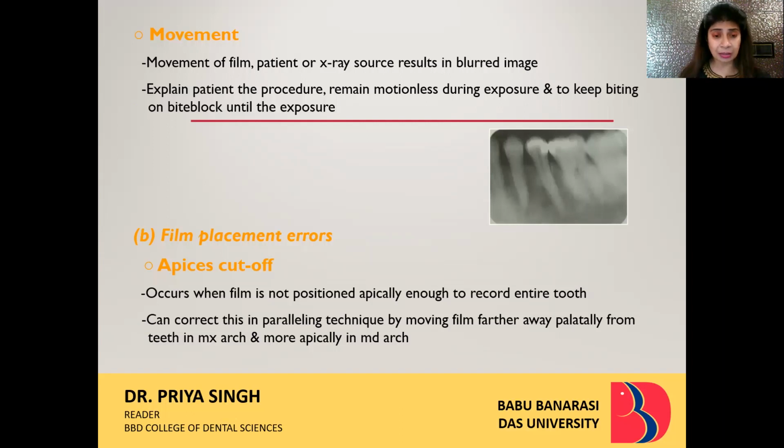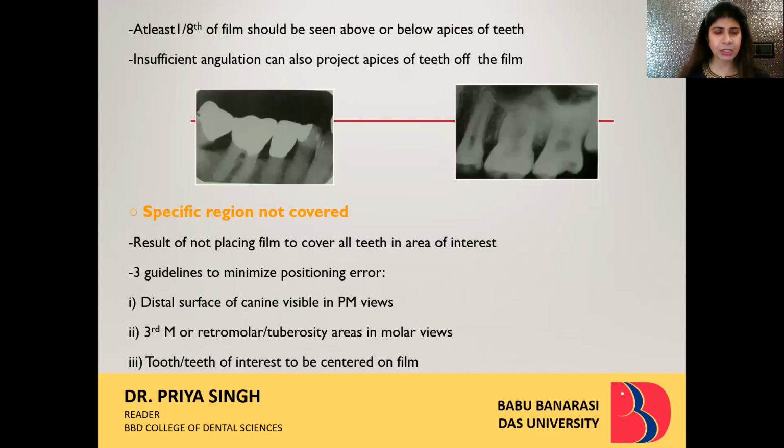It usually occurs when the film is not positioned apically enough to record the entire tooth. You can correct this in the paralleling technique by moving the film further away palatally from the teeth in the maxillary arch and more apically in the mandibular arch. So it's usually said that at least 1/8 of the film should be seen above or below the apices of the teeth. Insufficient angulation at times can also project the apices of teeth off the film.